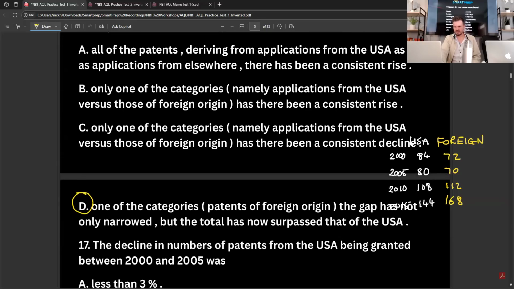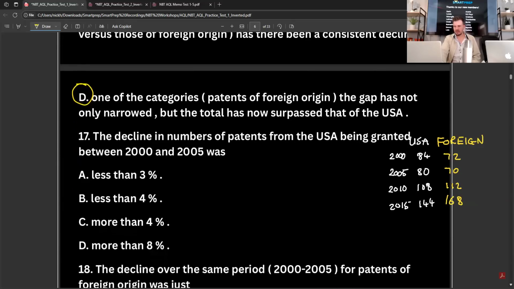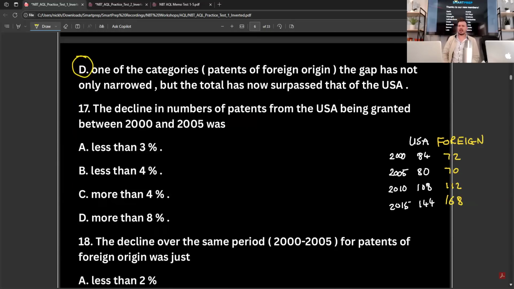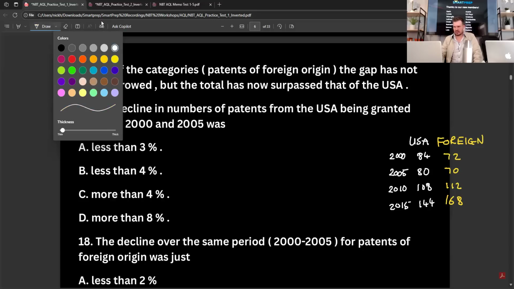Now, the next question says, the decline in the number of patents from the USA being granted between 2000 and 2005 was, and then they give the various values. So now what we want to do is work this out. We have the 2000 and 2005. I'm going to do this in white since it's the USA.